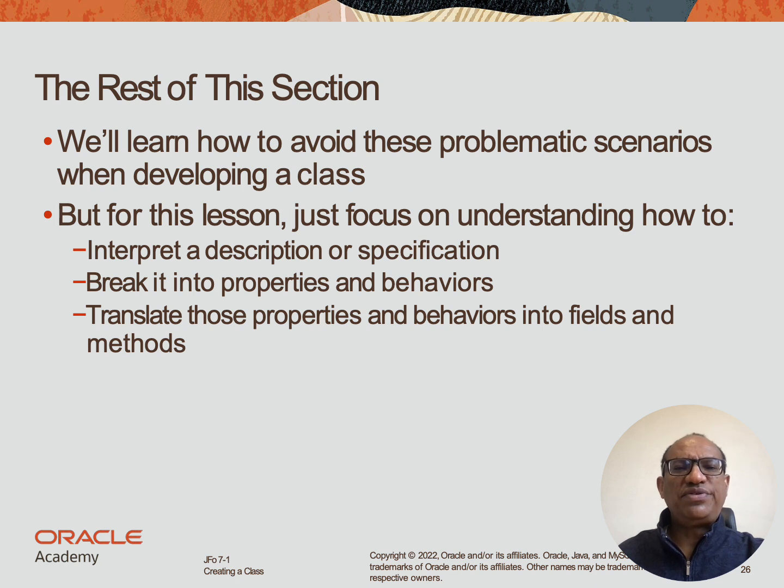Look at a description of a thing like an account or bond. Break it down into properties and behaviors. Then write fields and methods to represent those.